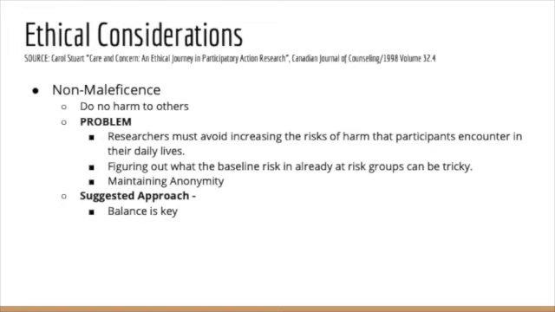The second overarching principle is non-malfeasance, which basically means do no harm to others. The basic tenet is that researchers shouldn't expose people to an increased risk of physical, psychological, social, or even economic harm. Because PAR often involves marginalized or at-risk groups to begin with, it's difficult to assess at the outset what their baseline risk profile actually looks like. It's also difficult to protect the anonymity of individuals participating in PAR.